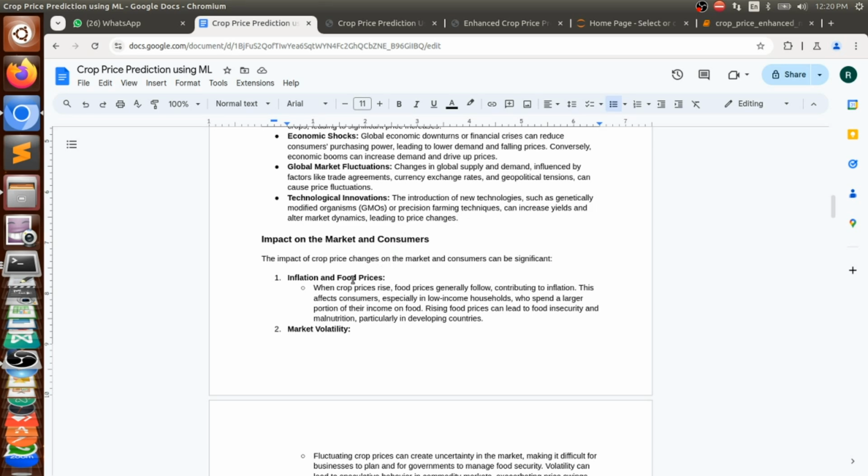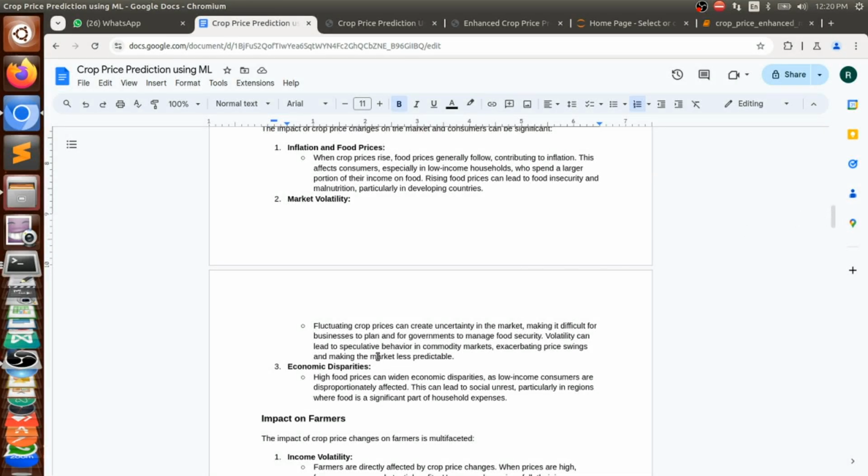Impact on the market. First of all, it will be inflation and food prices. So what will happen? Always inflation will happen. When inflation happens, the prices of everything will be getting increased. It's very direct.